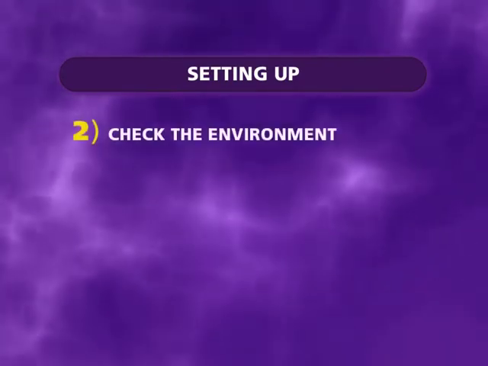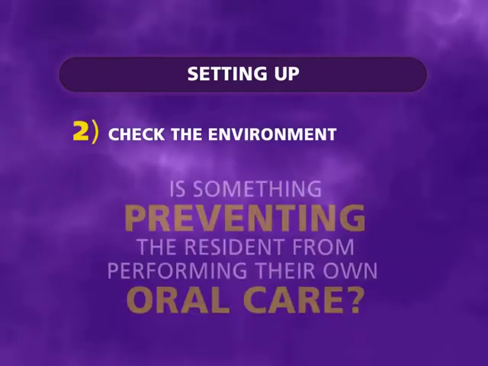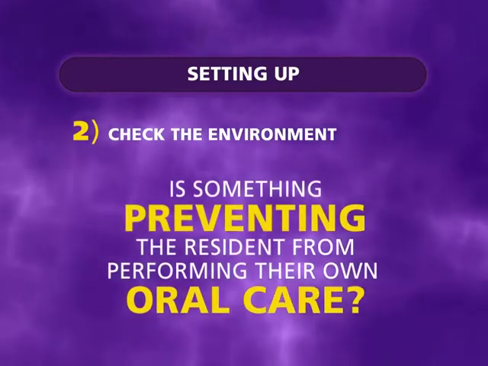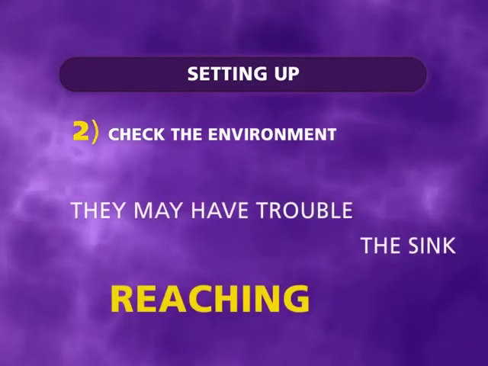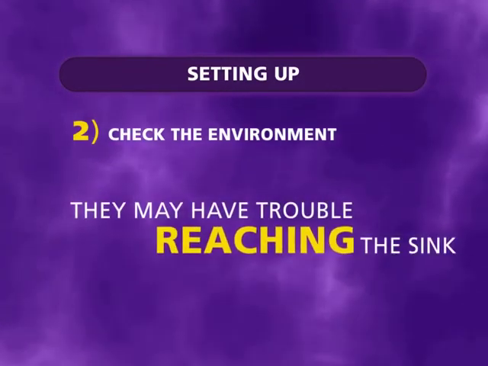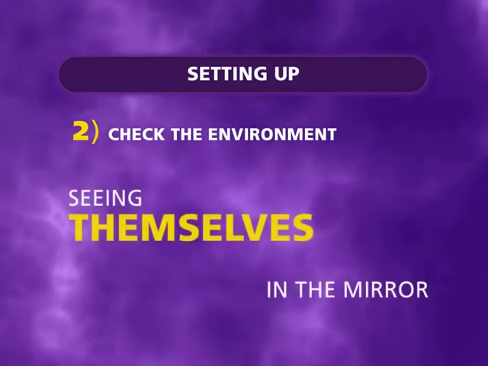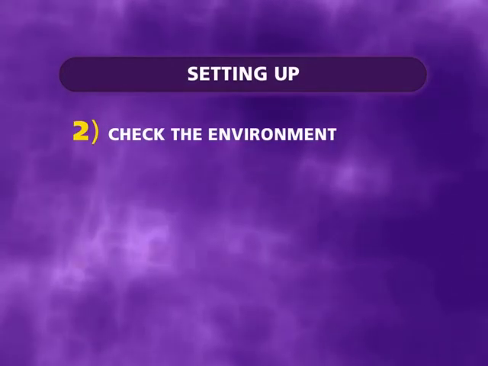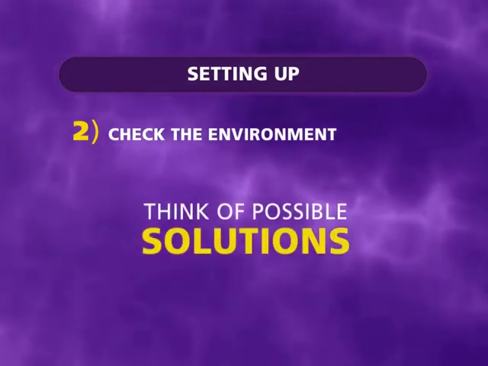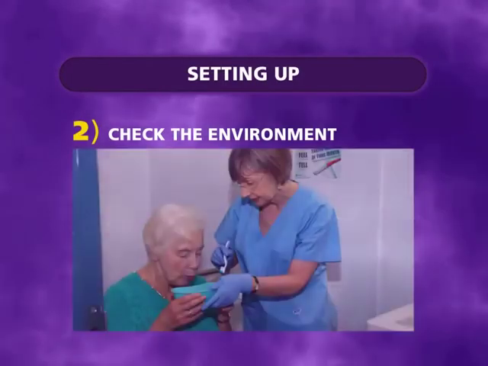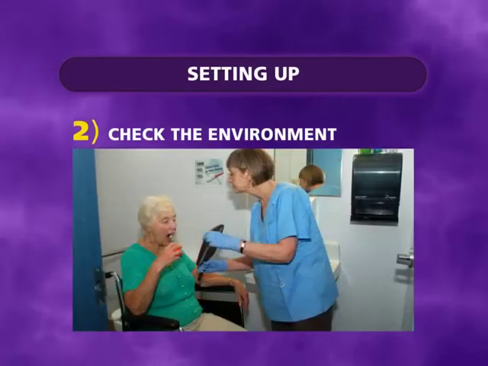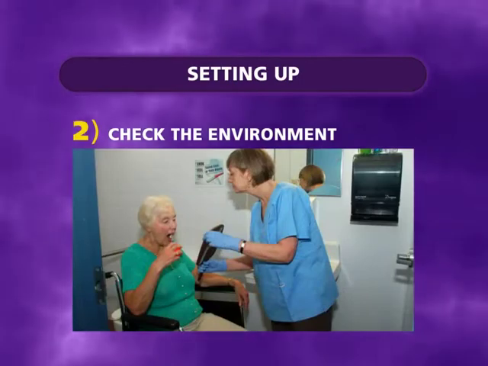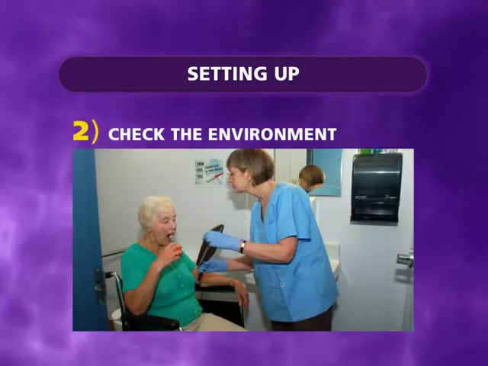Check the resident's physical environment. Is something preventing the resident from performing their own care? For example, the resident may have trouble reaching the sink or seeing themselves in the mirror. If there are concerns, try to think of possible solutions. Use a kidney basin if they can't reach the sink. Provide a hand mirror if they need to see while doing oral care procedures.